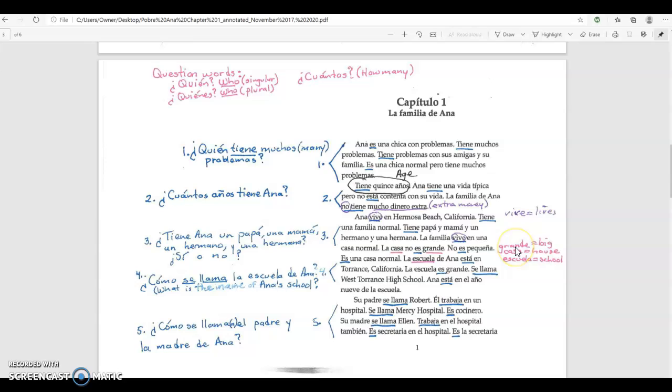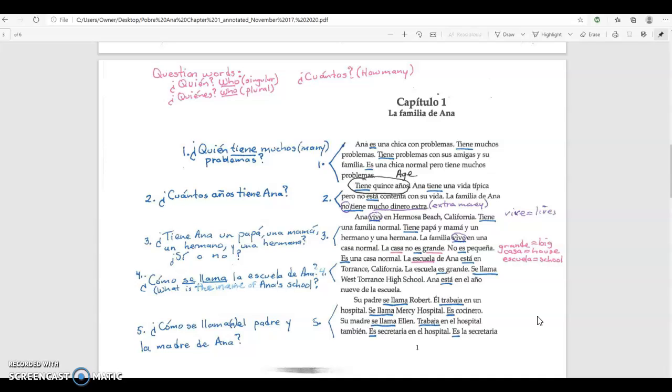So I gave you the word, for example, grande, which means big, casa, which means house, and escuela, which means school. By giving you those three words, using cognates and context clues, you should be able to get the gist of that paragraph, which is basically saying where Ana lives, who is in her family, and where she goes to school. And if you get all of that information without having to translate word for word, you're off to a great start.